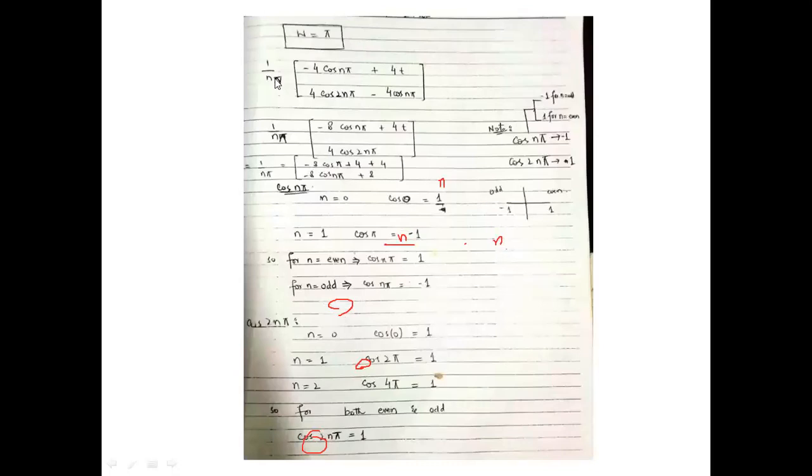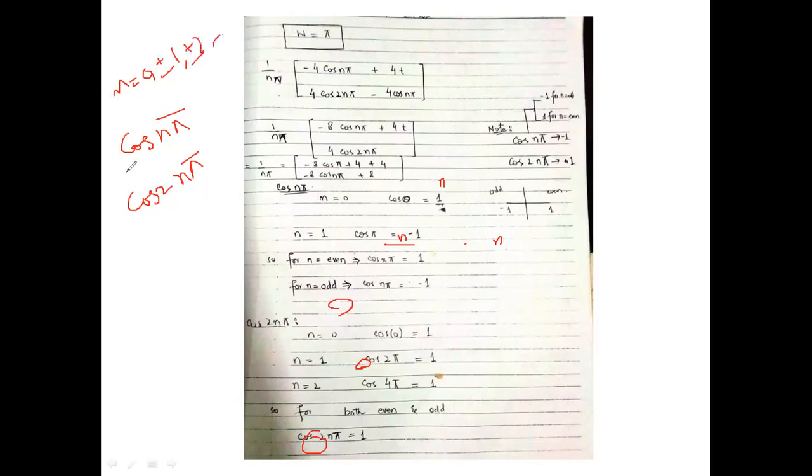Okay, so putting the values, 1 over n omega, so 1 over n pi, minus 4 cos n pi plus 4, plus 4 cos 2 n pi minus 4 cos n pi. Okay, so now we have to see what will be the value of cos n pi and cos 2 n pi, where n is any integer: 0, plus minus 1, plus minus 2, and so on.